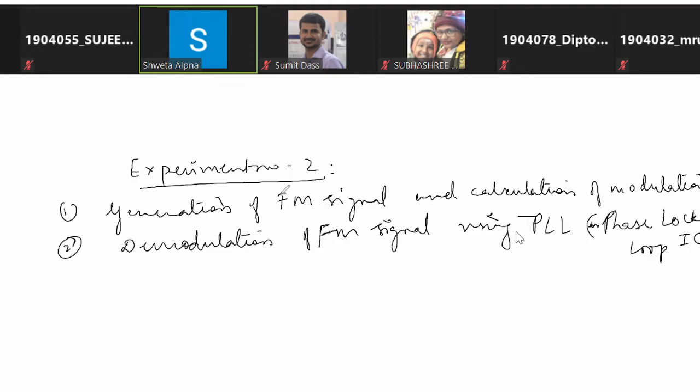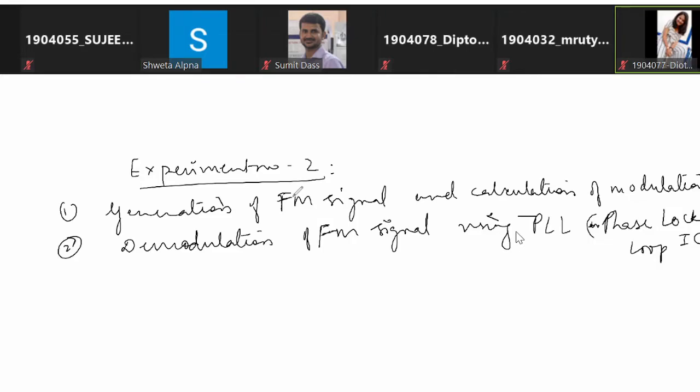So basically, we are going to study FM today. We have already completed the analog amplitude modulation, SSB-SC, DSB-SC, all the 3 last class, both on the trainer kit as well as on the octave. In similar way, today the next experiment is generation of FM signal and calculation of modulation index, and demodulation of FM using PLL. I'll give you some introduction about FM, and then you will see the video demonstration, and then we will go to the octave programming.